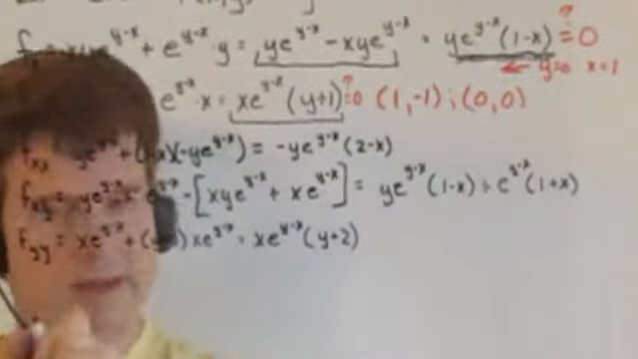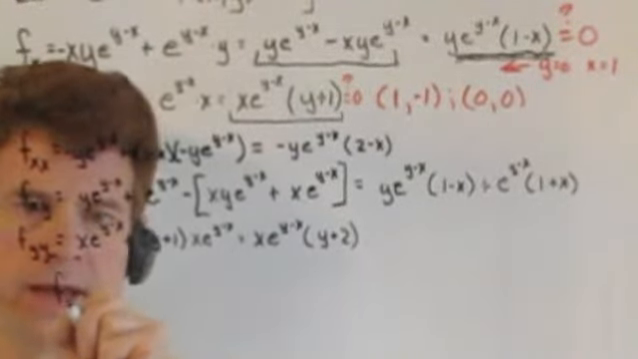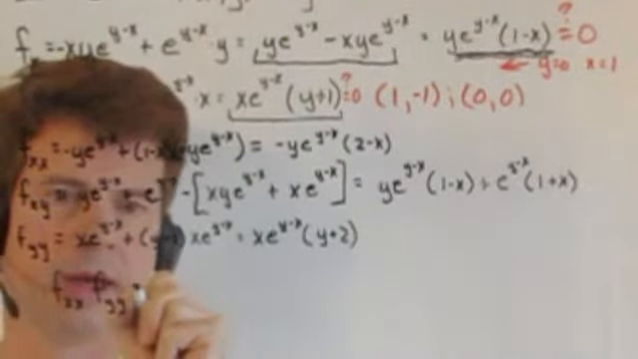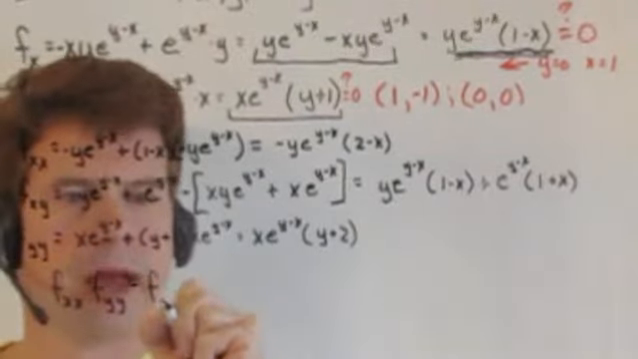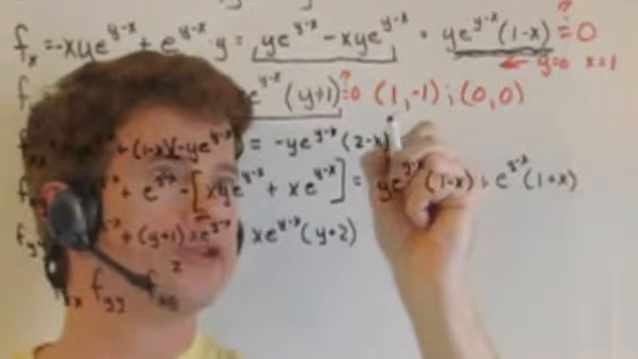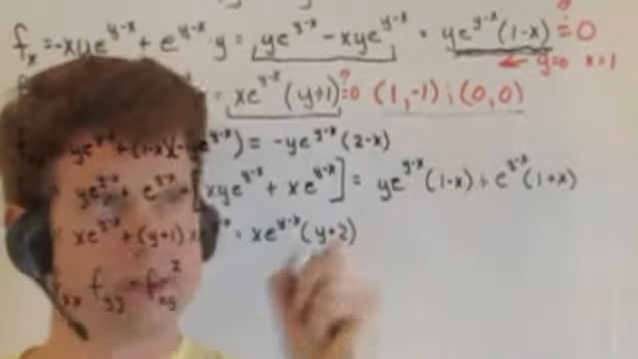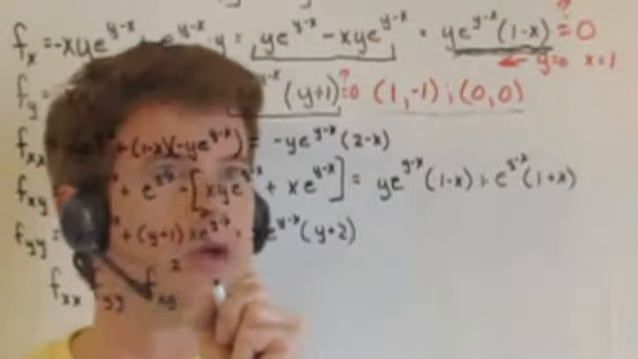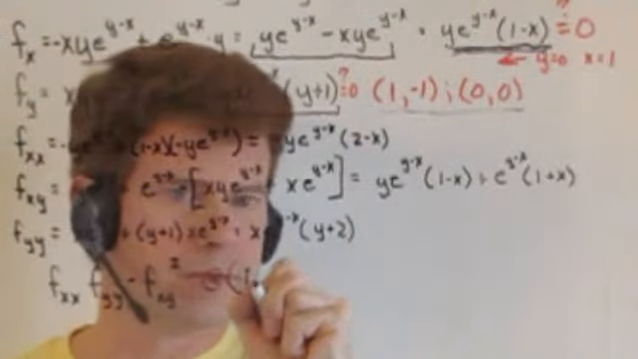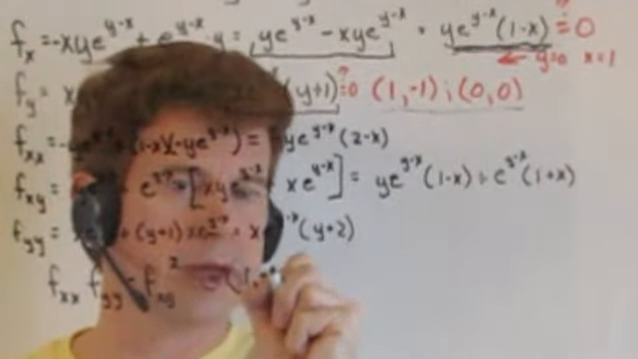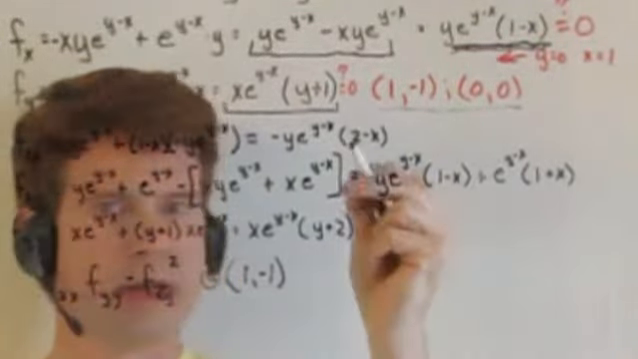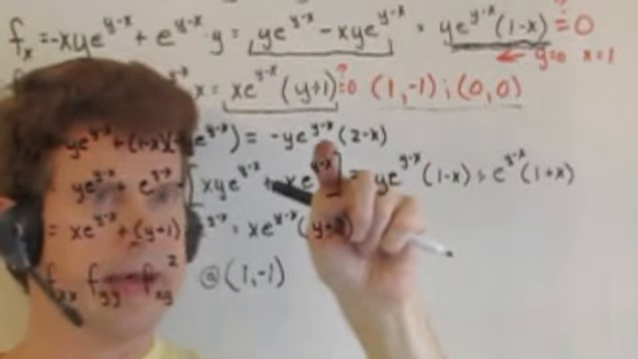And in doing this test, remember our formula is fxx times fyy minus fxy squared. Now we need to evaluate it at our two critical points here. So first let's do 1, negative 1, sorry. And so what we need to do now is plug it into our formulas here, and we'll see what we get.